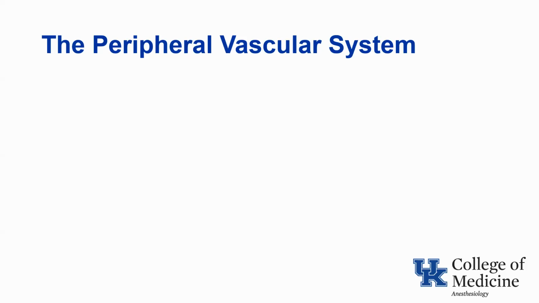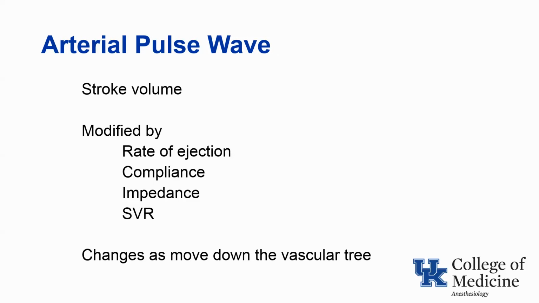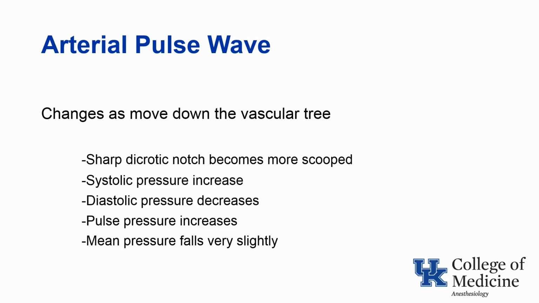Let me then turn to the peripheral vascular system and first talk about the arterial pulse wave. The arterial pulse wave is influenced by stroke volume and modified by the rate of ejection, the compliance of the arterial system, the impedance, and the systemic vascular resistance. There are also noticeable changes of the arterial waveform as we move down the vascular tree. These are summarized on this slide.